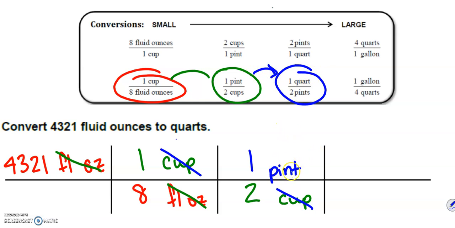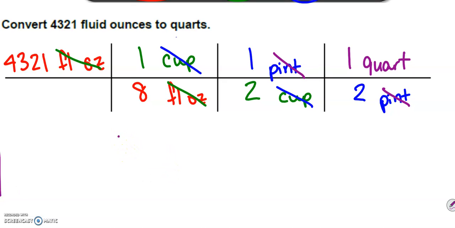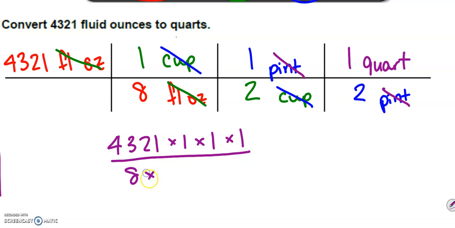So I'm going to go to this next one. Because I've got to get rid of pint here, I've got to put pints in the bottom. And that's going to get me 1 quart up top. And that's going to cancel out the pints. So now I've done everything I can. I've canceled out all of the units I need to. Now I just need to do the math. So the math really says I have 4,321 times 1 times 1 times 1. The bottom is 8 times 2 times 2.